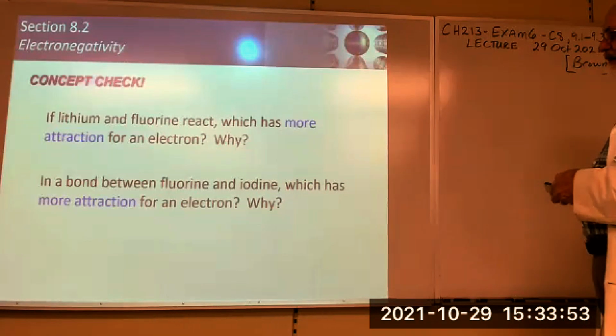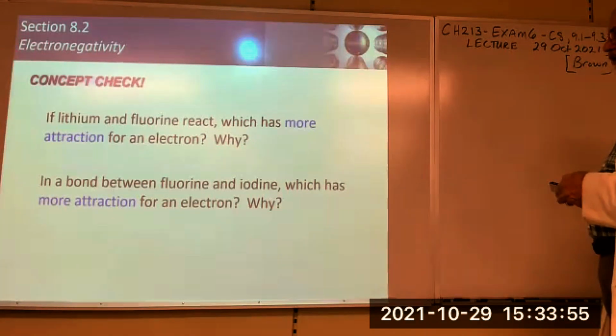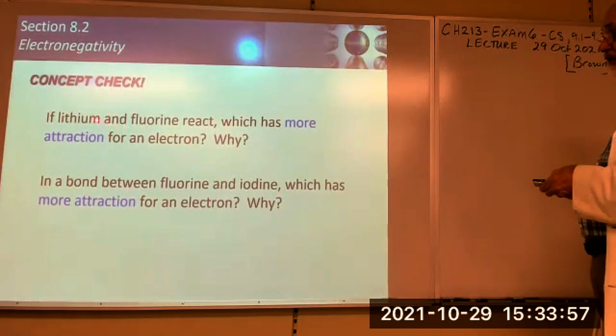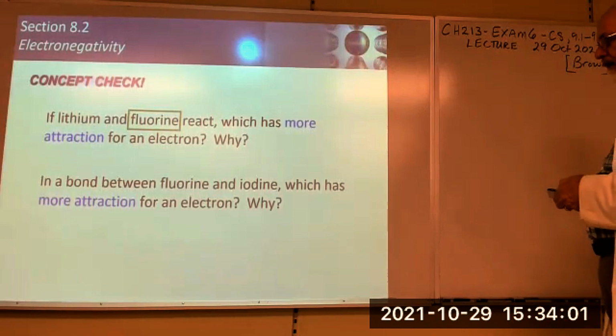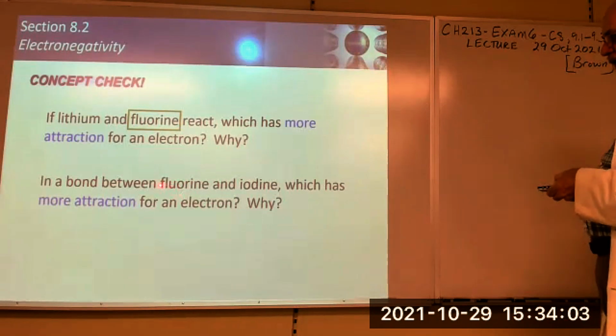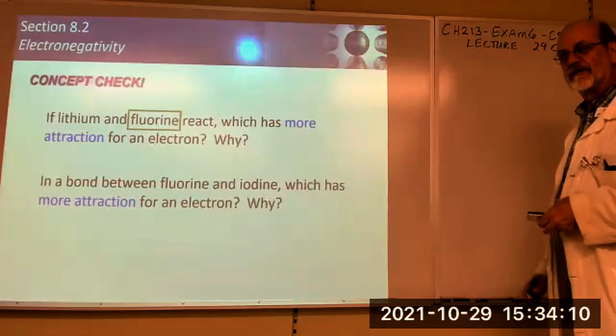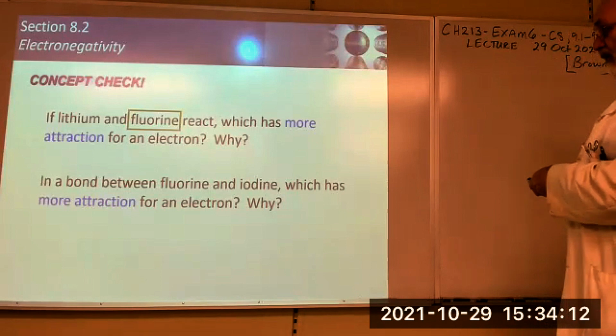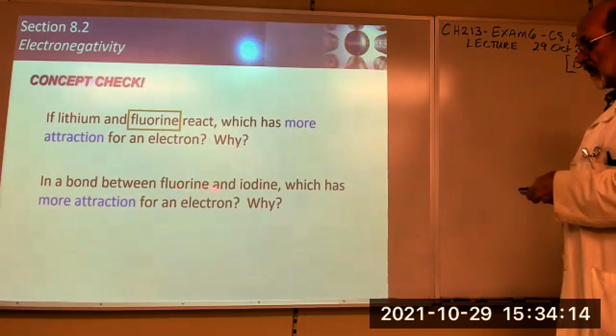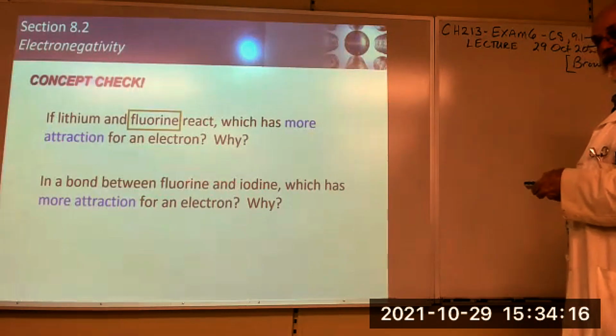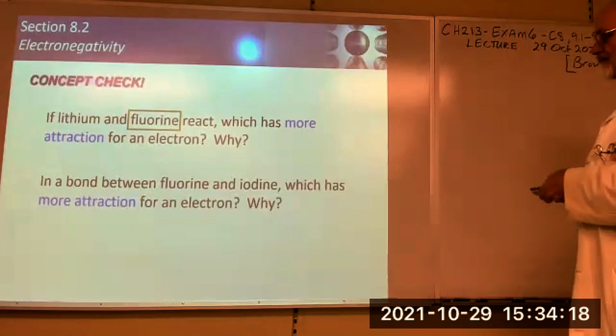Which one has more attraction for electrons? Well, lithium's on the far left and fluorine's on the far right. It has to be fluorine. How about a bond between fluorine and iodine? Believe it or not, they will bond. Two halogens will bond. But when they do, fluorine has a stronger attraction than iodine because fluorine is further up.